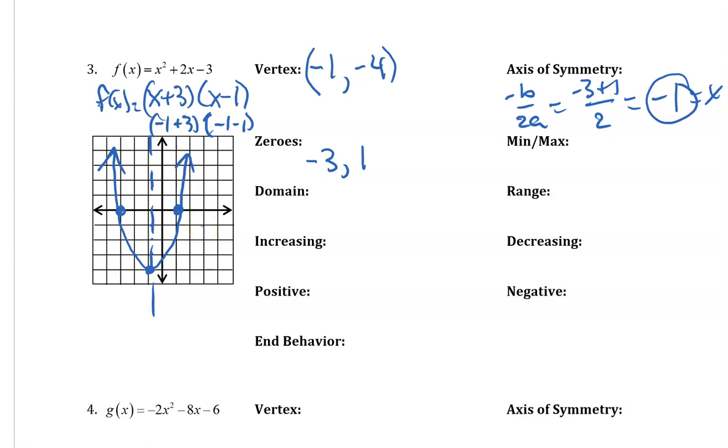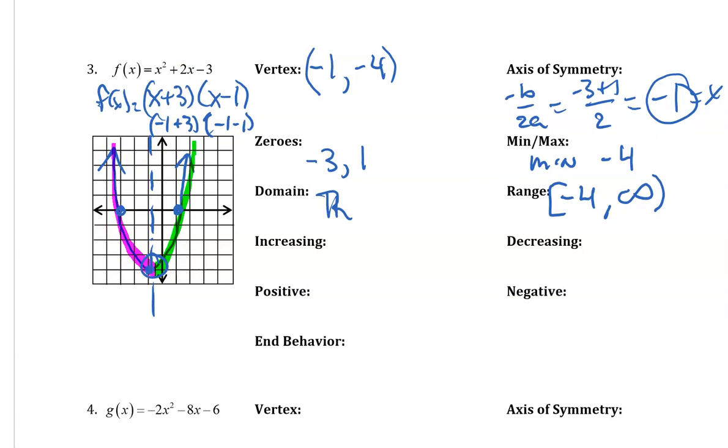What is our min or our max? Well, it's a min. And the value is negative 4. Our domain is unrestricted, all real numbers. Our range is from negative 4 up to positive infinity. It is increasing on the right, decreasing on the left.